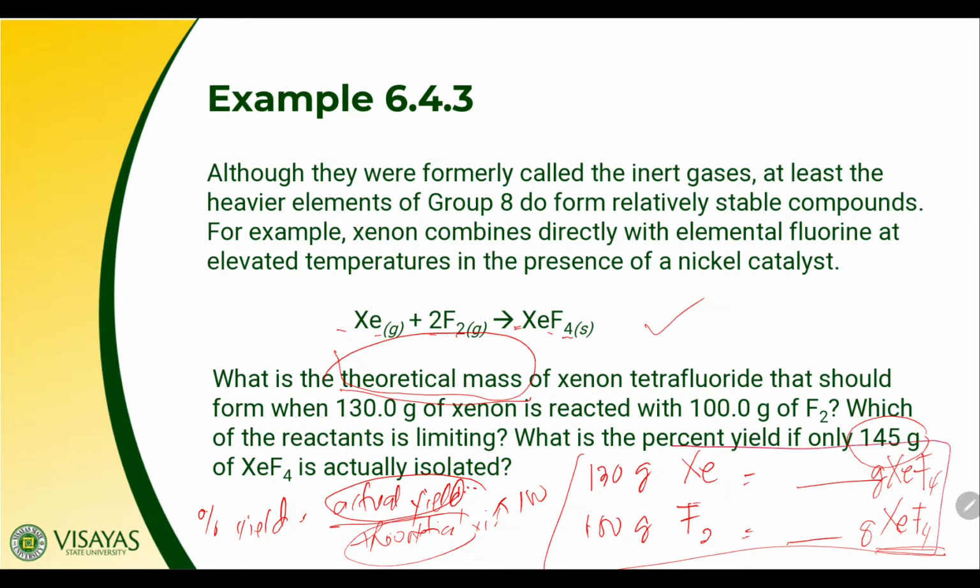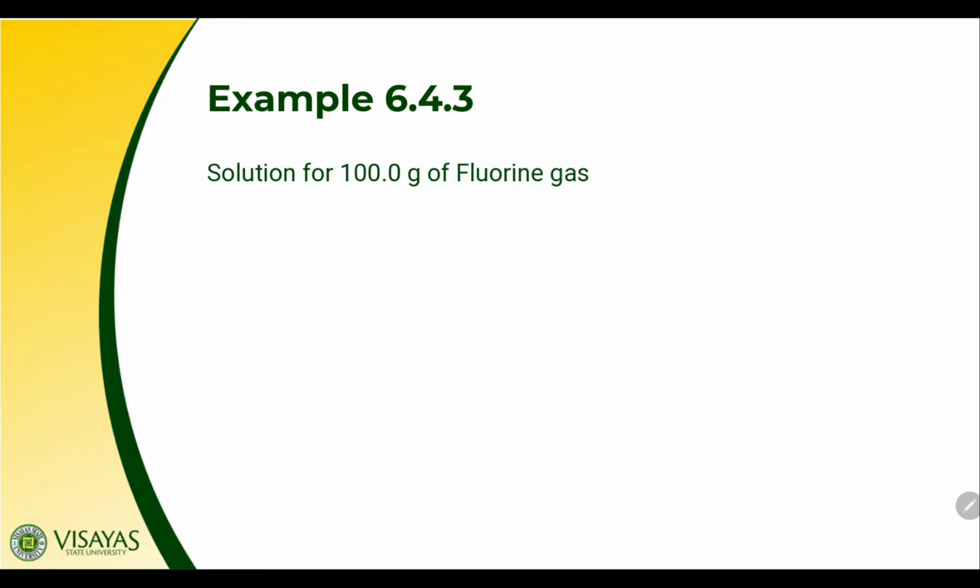We have to compute the amount of xenon tetrafluoride produced using this amount of xenon and this amount of fluorine. After that, we compare which one is the lesser amount. That is our theoretical mass. And the reactant which produced that lesser amount is our limiting reactant. Okay? Now, once we have that theoretical mass, we can now compute our percent yield. So, using 100 grams fluorine gas, we now compute the mass of xenon tetrafluoride formed.